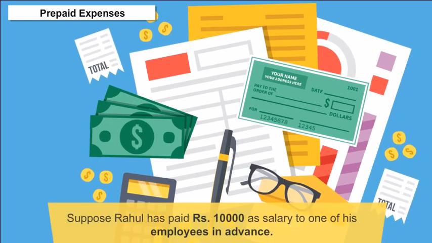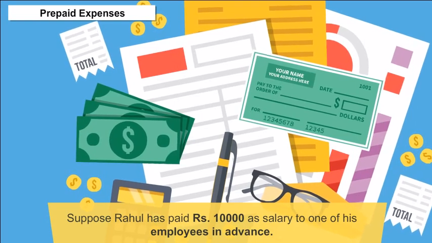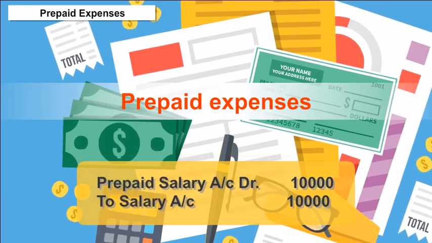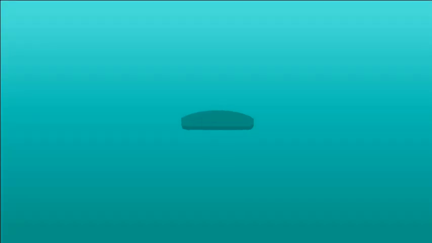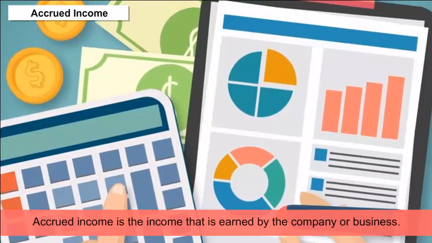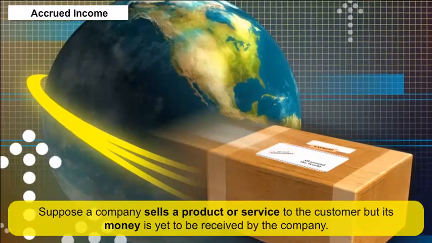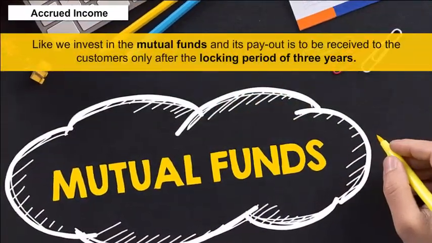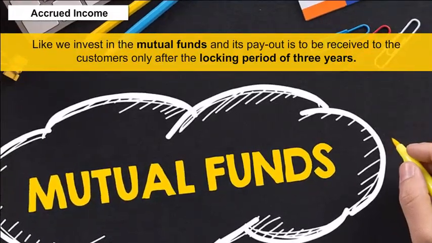Suppose Rahul has paid rupees 10,000 as salary to one of his employees in advance. So, it will be considered as prepaid expenses and entry would be done as prepaid salary account debited 10,000 to salary account 10,000. Accrued income. Accrued income is the income that is earned by the company or business. Suppose a company sells a product or service to the customer, but its money is yet to be received by the company. Like, we invest in the mutual funds and its payout is to be received to the customers only after the locking period of 3 years.